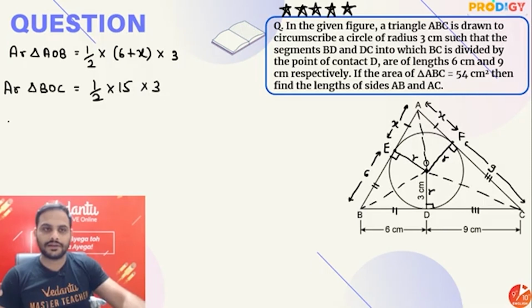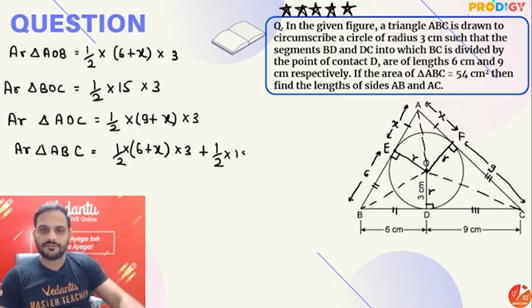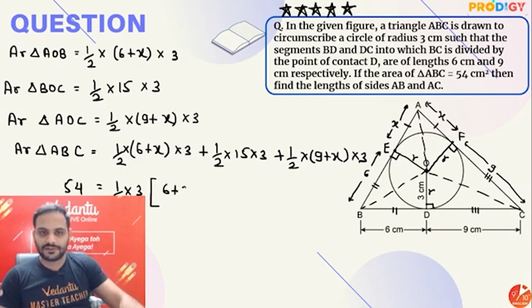15 into height. And area of triangle AOC will be equal to half into 9 plus x into 3. Now I can clearly say guys that area of triangle ABC will be equal to half of 6 plus x into 3 plus half of 15 into 3 plus half of 9 plus x into 3. So I can take half into 3, or 3 by 2, common, and area of triangle ABC is given as 54. So here we are left with 6 plus x plus 15 plus 9 plus x.